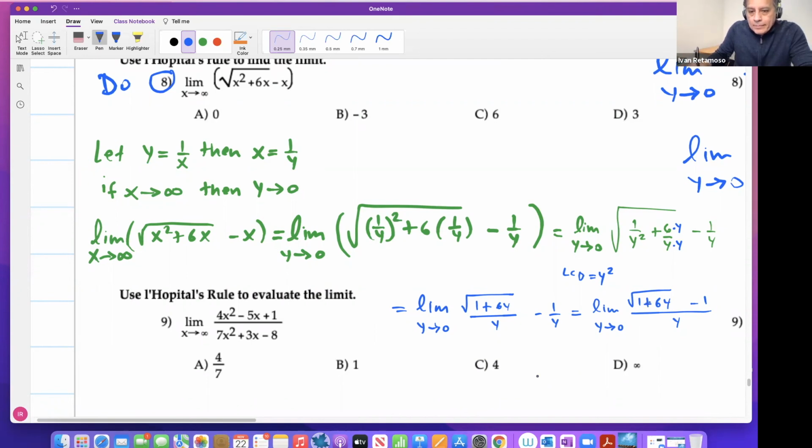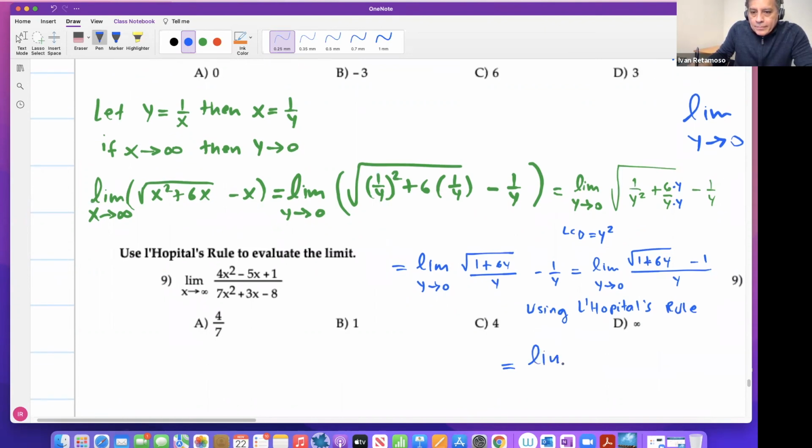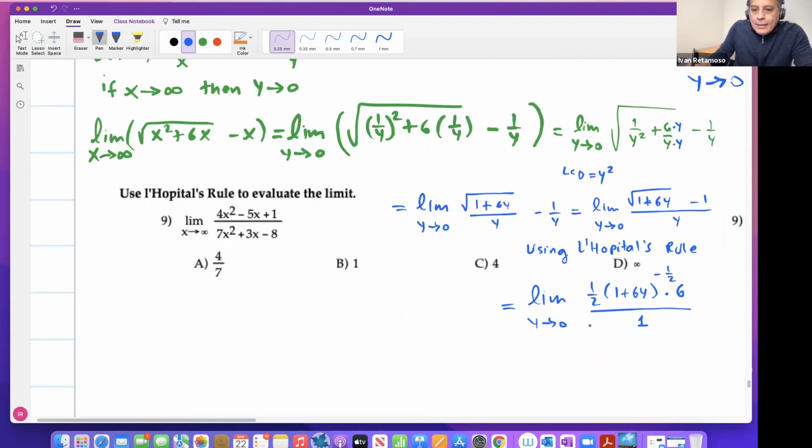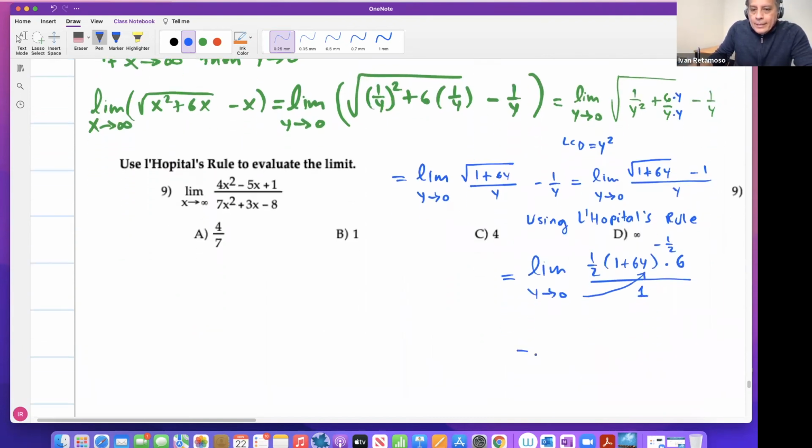Using L'Hopital's rule, derivative of the numerator: the derivative of the square root function is 1/2 times the inside function raised to minus 1/2 times the derivative of the inside function, which is 6. That's that. On the denominator, derivative of y, 1. Now substitute the 0 there, and that will be it.